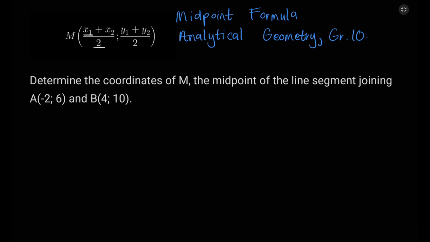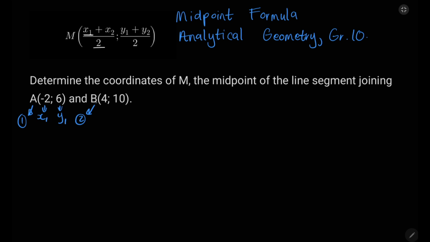A and point B. So the first thing that we have to do is to label our points. So let's use A as point 1 and B as point 2. So in point 1, we have negative 2 and 6. That means that negative 2 is your x and that 6 is your y. But we have to specify, since it's point 1, this has to be x1 and y1.